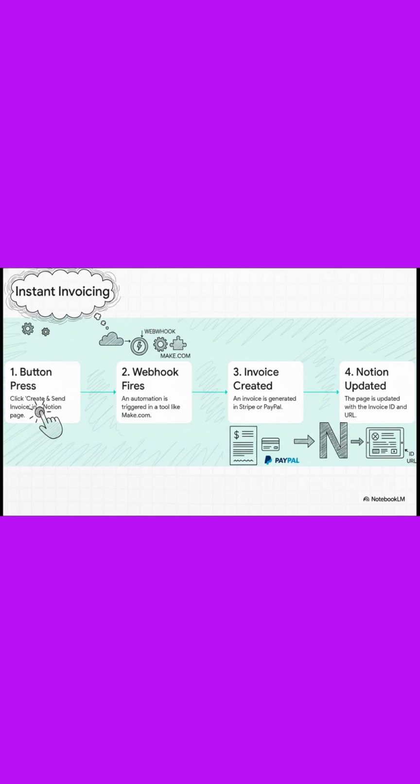Or what about invoicing? That's a huge one. You finish a project you've been tracking in Notion, you hit a button that says create and send invoice. A webhook fires off, tells an automation tool to go generate an invoice in Stripe, and then, and this is the magic part, it sends the new invoice ID and the URL right back to your Notion page. All of this happens in 2 seconds.